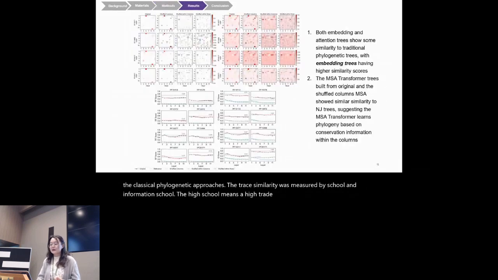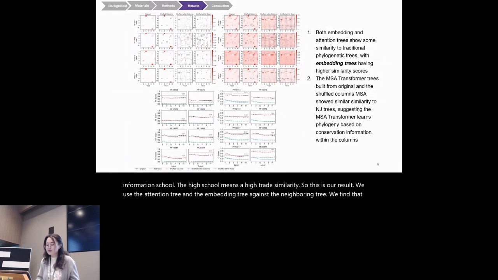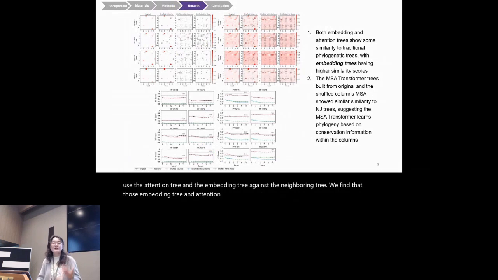So this is our result. We compare the attention tree and the embedding tree against the neighbor-joining tree. We find that both the embedding tree and attention tree show some similarity to the traditional phylogenetic tree. However, the embedding tree has the higher tree similarity.